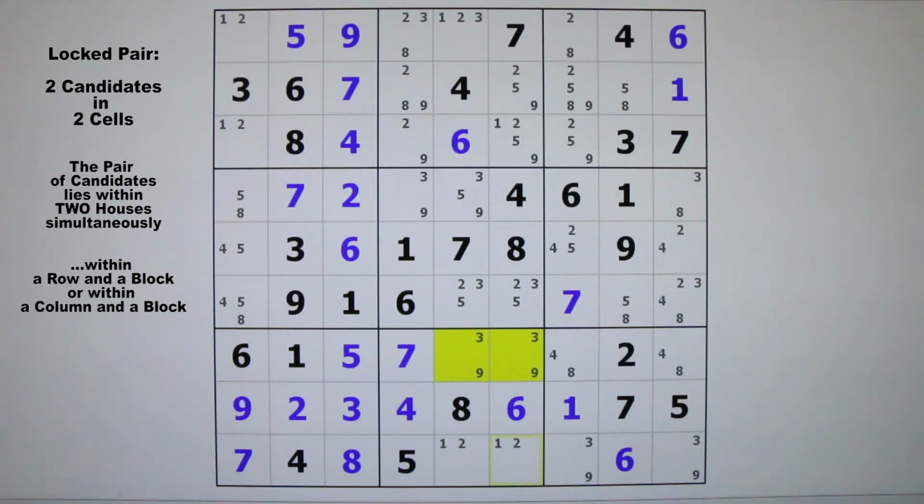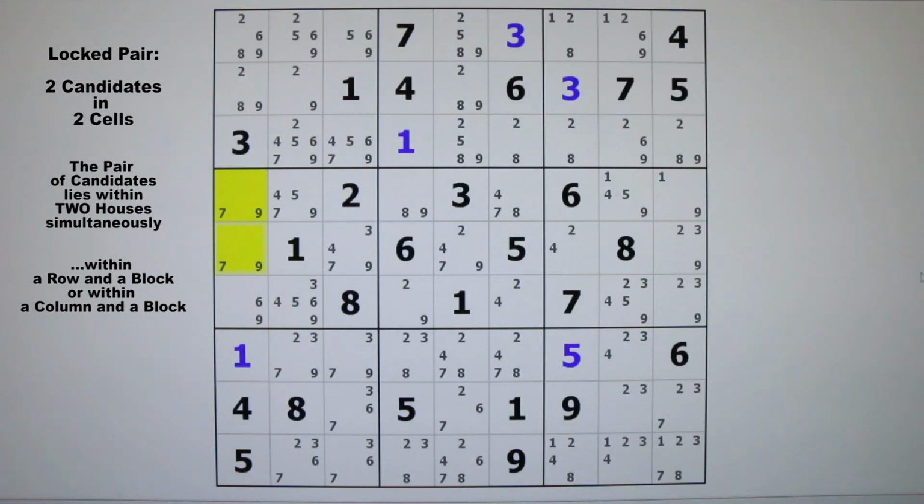All right, next we have a naked pair that lies in a column and a block. Column 1 and block 4, we have 7 and 9, and 7 and 9. So those two candidates cannot appear anywhere else in the column or the block.